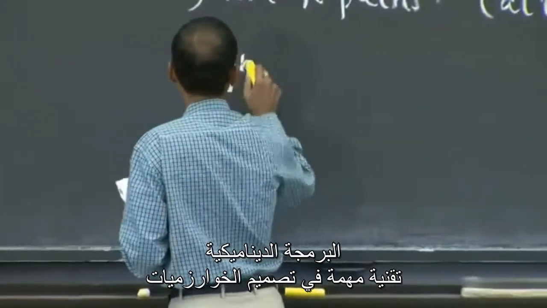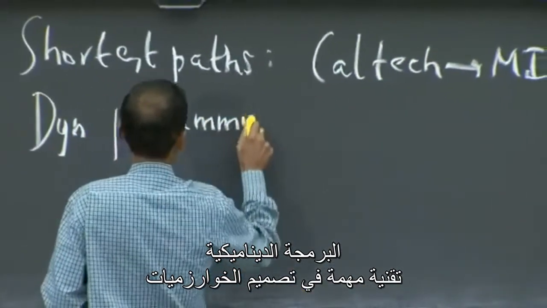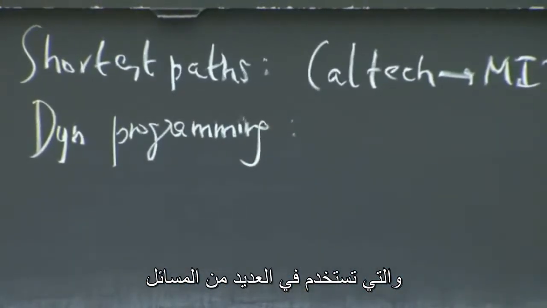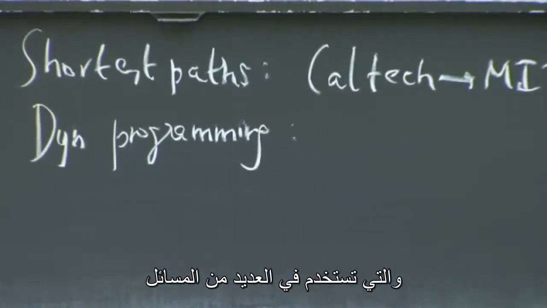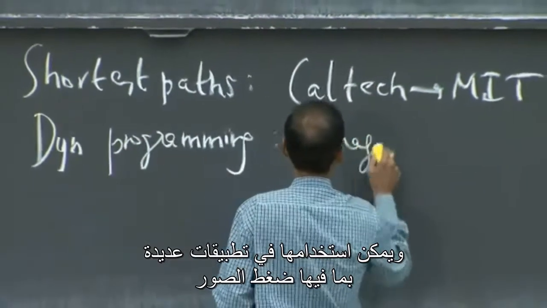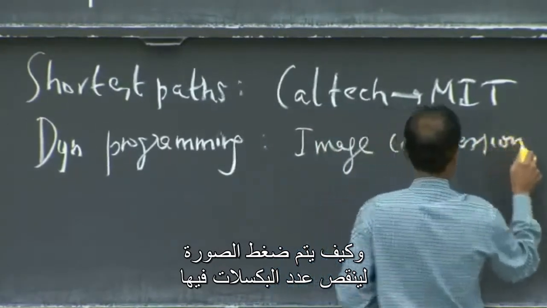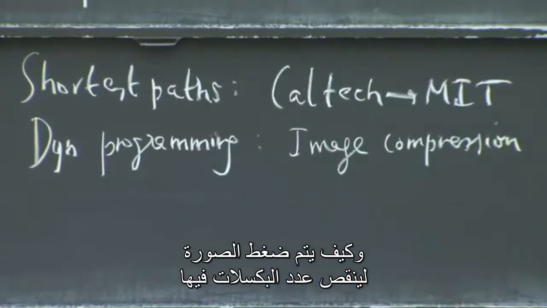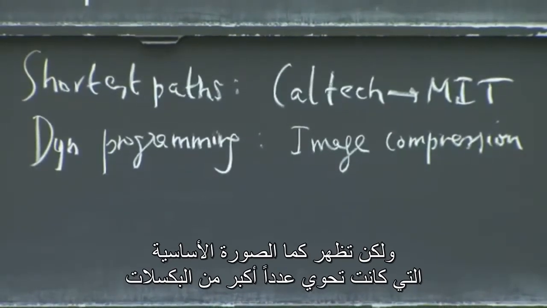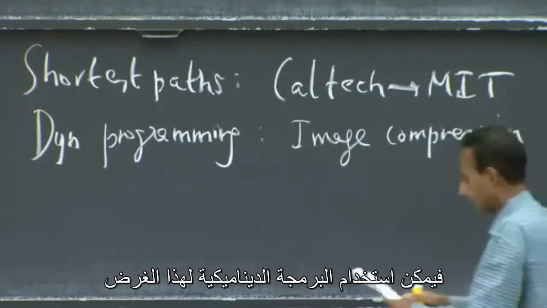Dynamic programming is an important algorithm design technique that's used in many problems, and it can be used to do a variety of things, including image compression. How do you compress an image so the number of pixels reduces, but it still looks like the image that you started out with that had many more pixels? So you could use dynamic programming for that.